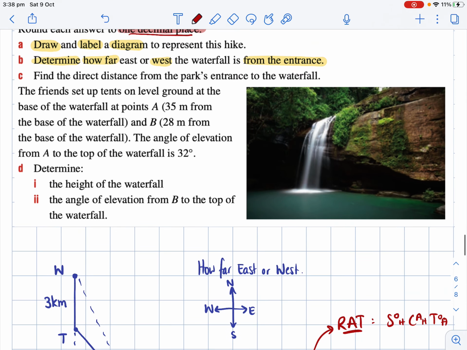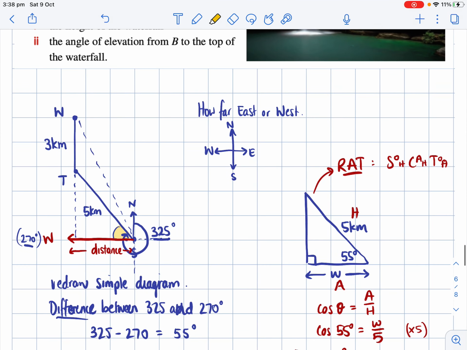We've got the distance west that has been travelled. Part C, find the direct distance from the park entrance to the waterfall. Find direct distance from the entrance to the waterfall. So here's the entrance, that's where I started. Here's the waterfall. There is the direct distance between those 2 points.